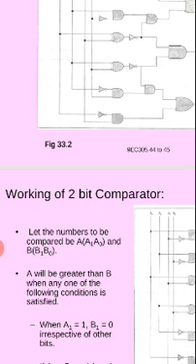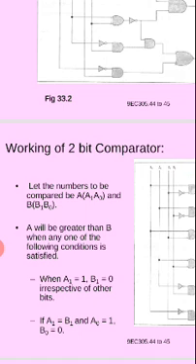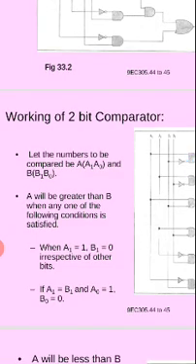Working of 2-bit comparator. Let the numbers to be compared be A and B, where A bits are A1, A0 and B bits are B1, B0.